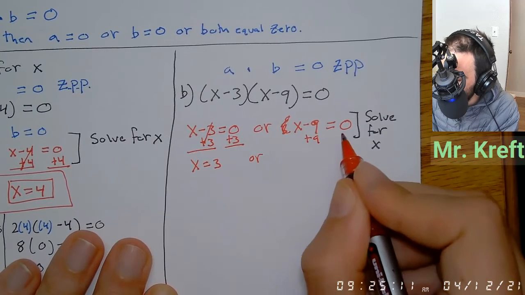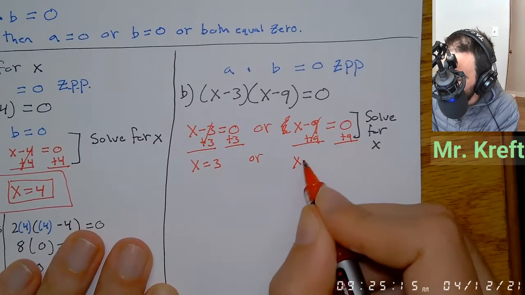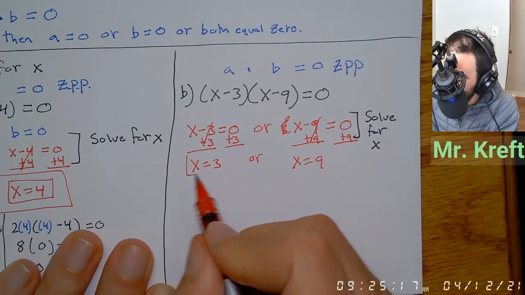Or, and then here I'm going to add 9 to both sides. Again, I'm always doing the opposite. So I get x equals 9.